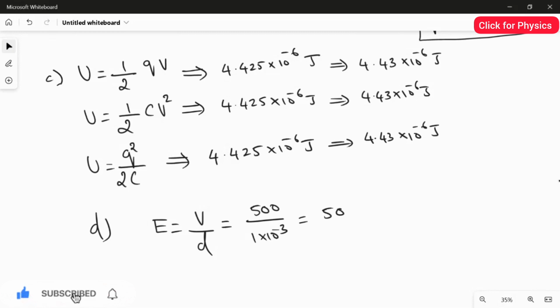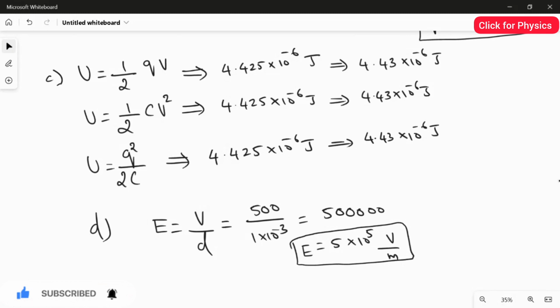5 1 0 second 0 third 0 fourth 0 fifth 0. That means 5 multiply 10 power 5, and the unit is volt per meter. Clear? So this is the answer for your fourth question. Clear? Okay, only one more question is there.